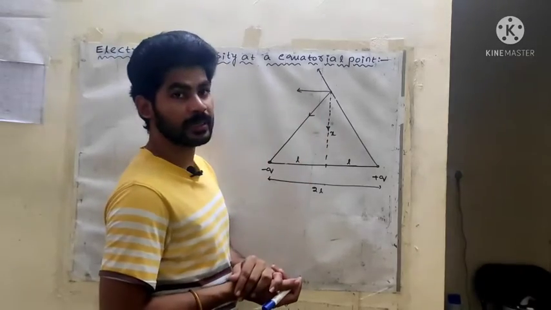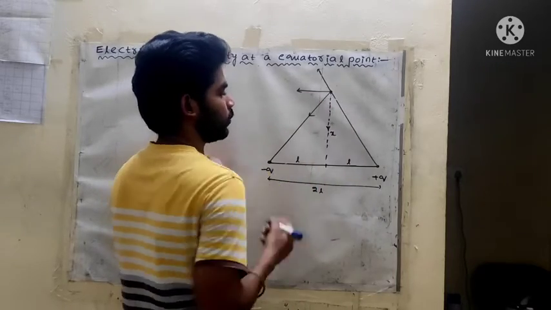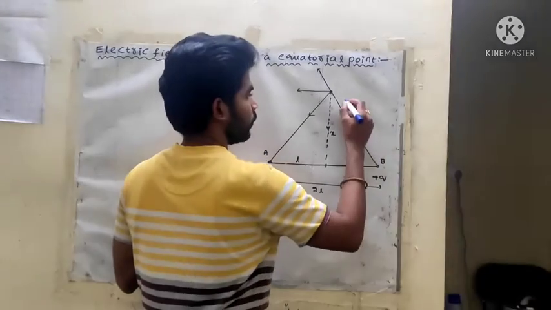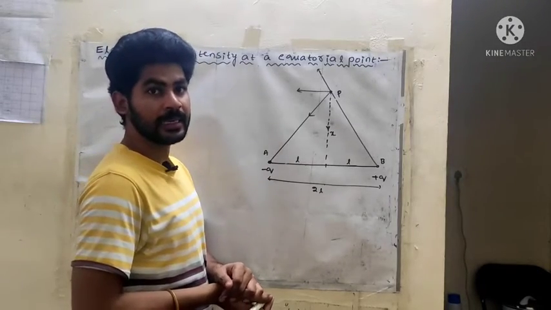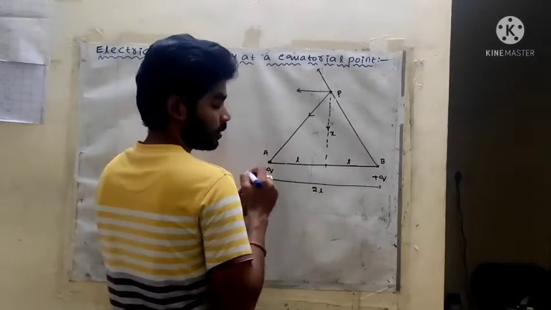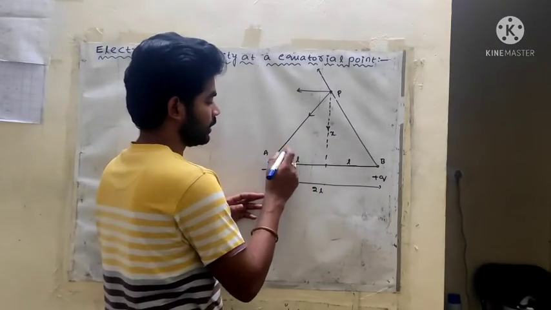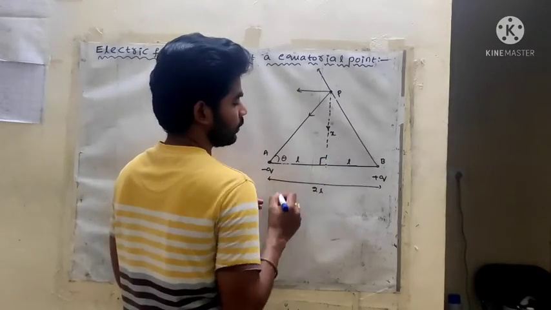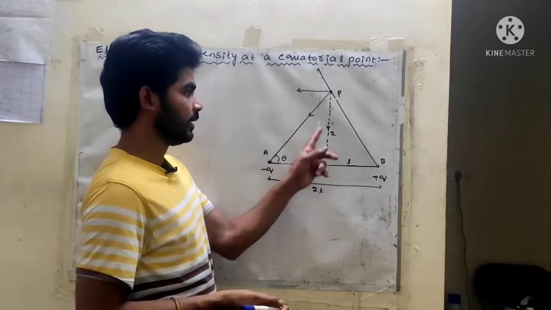So I am calculating the electric field intensity not at the axial point, but exactly at the equatorial point. Let us consider this is point A and this is point B, and this is point P. At point P I am calculating the electric field intensity. Observe clearly: from the axial horizontal line, this line makes an angle theta, and here is a right angle, 90 degrees.